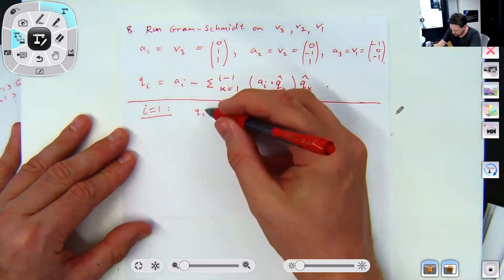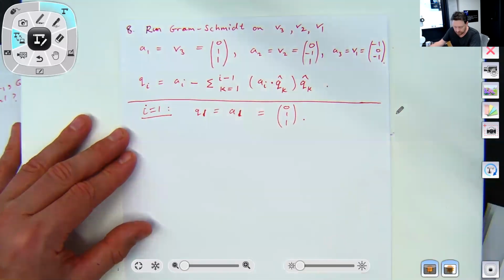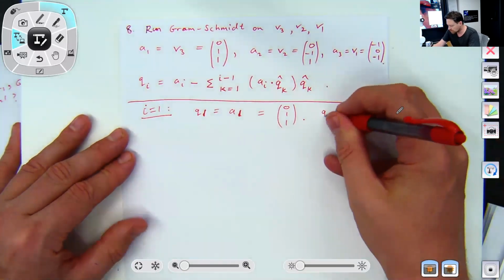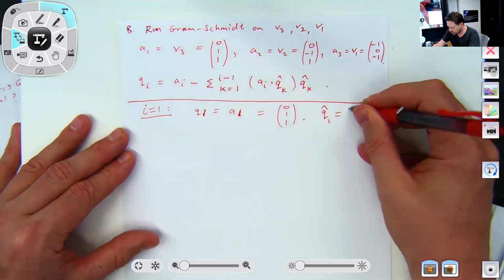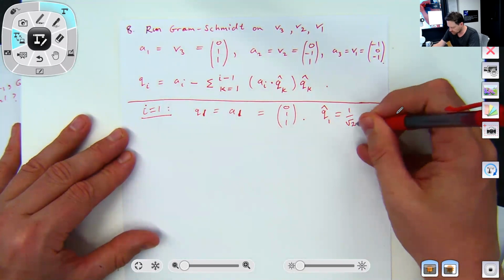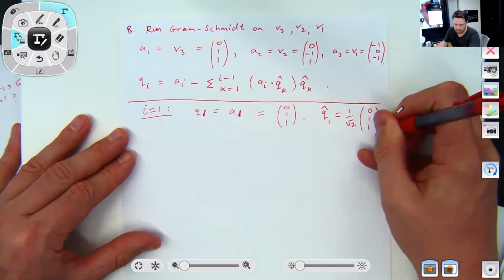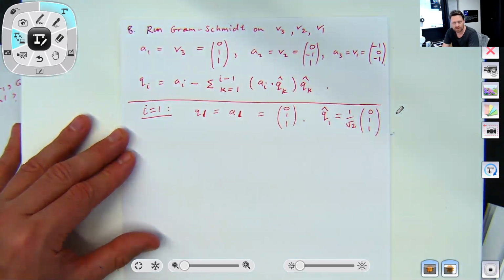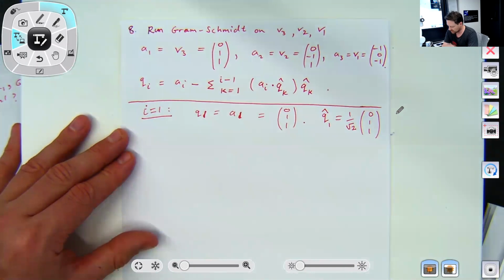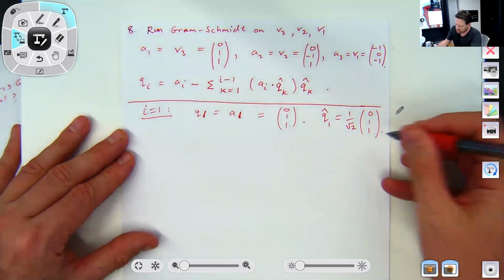Hang on, I meant to make a 1 there rather than I's. Okay, so great. So Q1 with the hat on it is just 1 on root 2, and I like to put that out the front. Okay, 0, 1, 1, because the norm of this is the square root of 0 squared plus 1 squared plus 1 squared, which is root 2. And so dividing by that, we have our unit vector there. Okay, great. So that one's done.